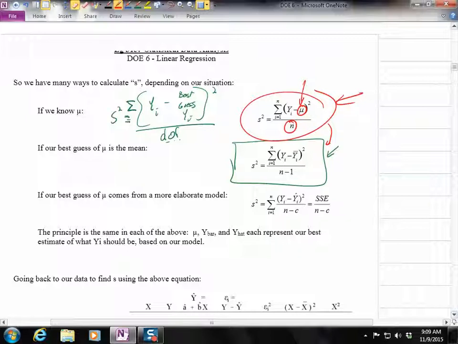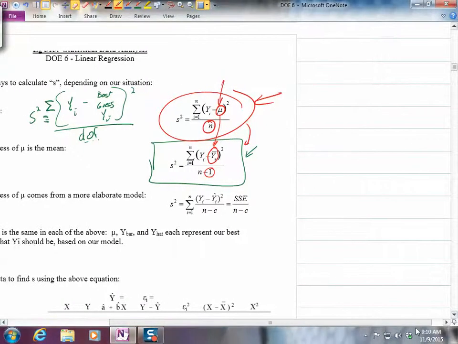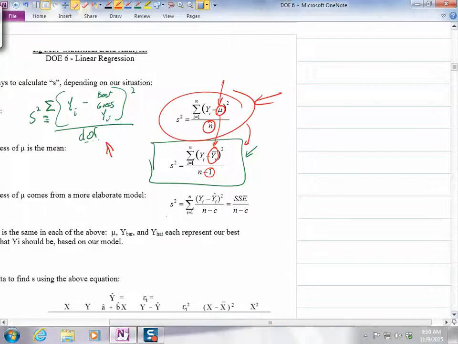This one here is the one we've done most, and it's saying, well, we generally don't know mu, so we estimate mu with y bar. When we do that, we burn up a degree of freedom, so we divide by n minus 1. Does that all sound familiar? All right, so now we're going to develop this a little bit further, but again, it's the same general concept. Okay, so let's think about this.